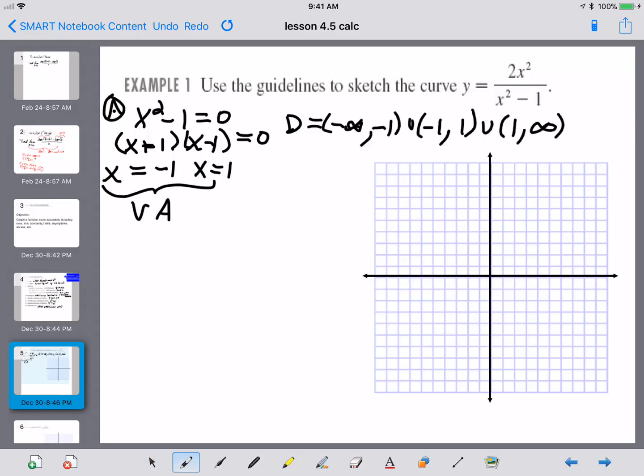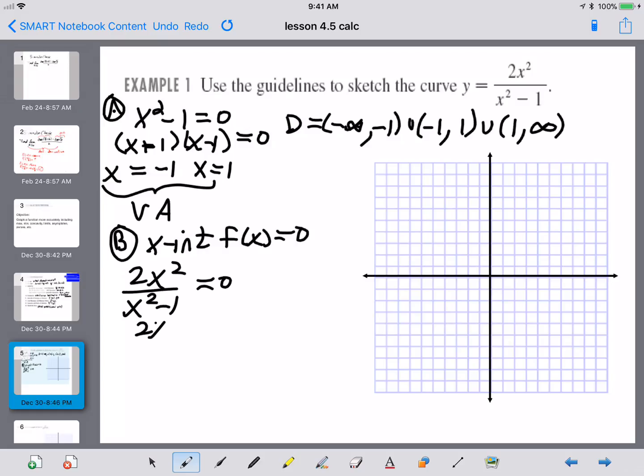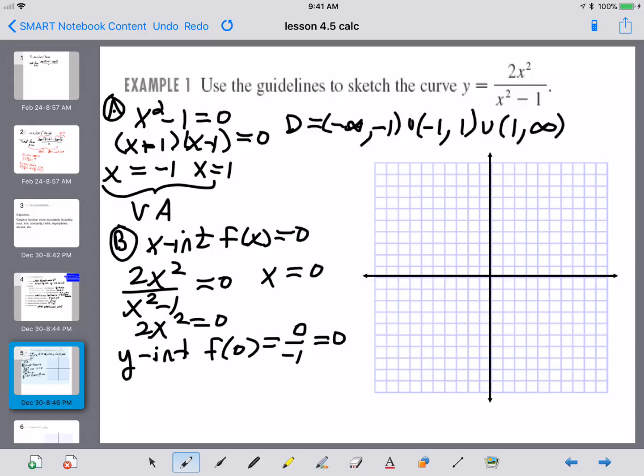Okay. Now let's talk about any intercepts. Where does it hit the x-axis? Where does it hit the y-axis? The x-intercepts are where the function equals 0. To set a fractional function equal to 0, it is just where the top equals 0. So in this case, it would be at 0, because 2x squared equals 0 when x is equal to 0. The y-intercept is just plugging 0 into the function. We get 0 over negative 1, which is 0. So the only place we hit the x-axis or the y-axis is at the point (0, 0).